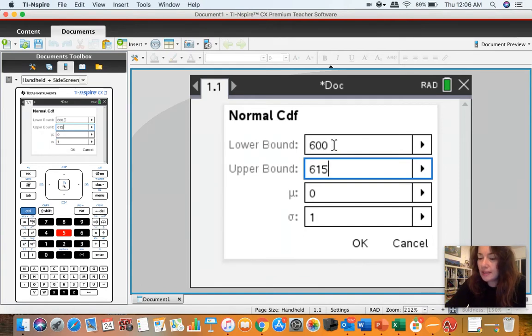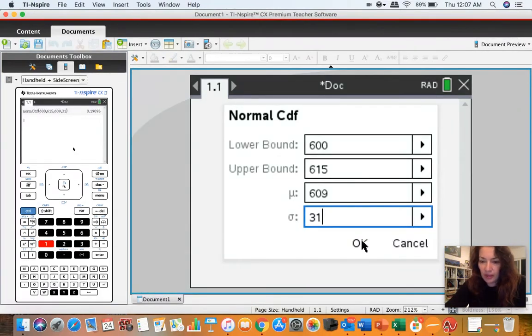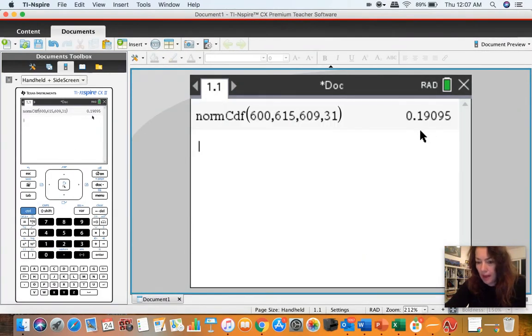Actually, what we're going to get is the area if we use the z-scores. But let's go ahead and put the mean here. So we're going to change the 0 and put the mean as 609. And the standard deviation is 31. So let's click OK. And this actually just gave us the area between 600 and 615. So let me show you how we would write that down on a piece of paper.